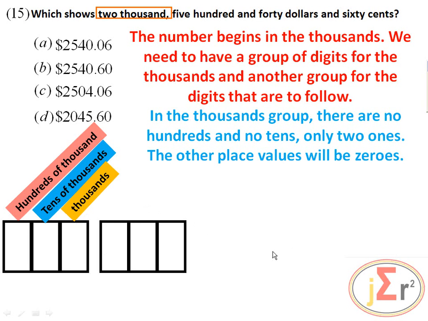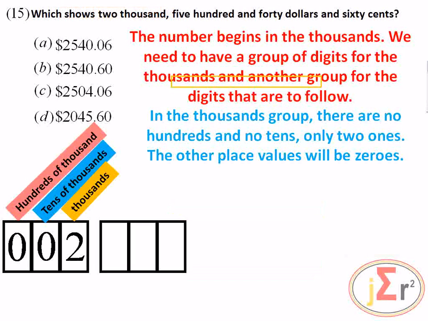In the thousands group, there are no hundreds and no ones. Let's go again. No hundreds and no tens. Right, we only have 2,000. So there we do not have any hundred thousands, and we do not have any ten thousands. Only 2 ones. The other place values will be zeros.